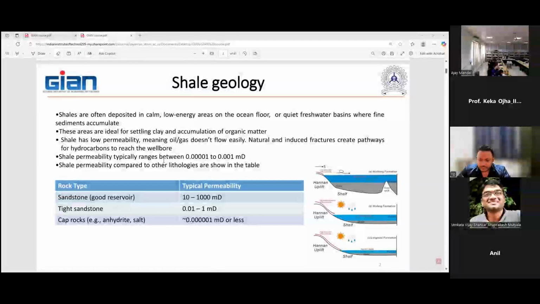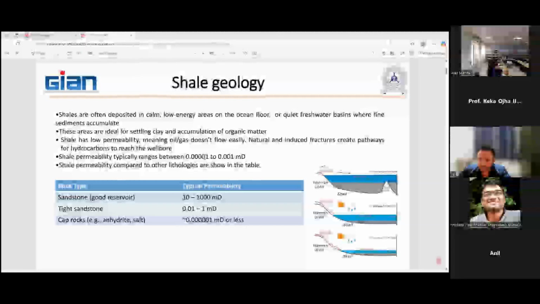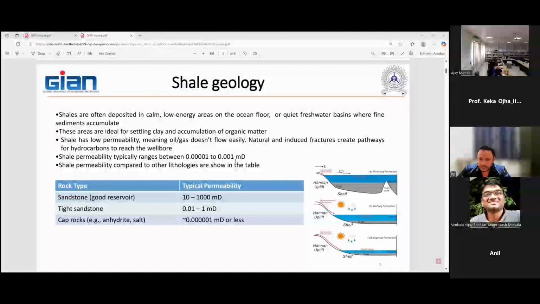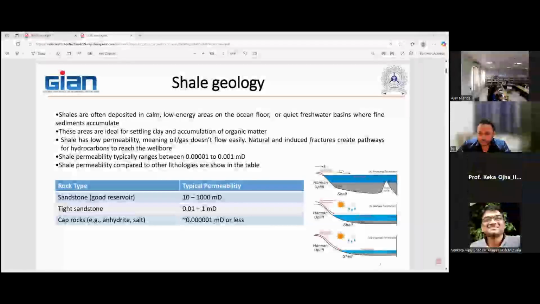Shale permeability typically ranges between 0.00001 to 0.001 millidarcy. As you can see in the comparison of different types of lithologies, even tight sandstones have more than 1000 times the permeability of shale. And if you talk about the cap rocks, such as anhydrite and salt, their permeability is very close to that of shale, like the low permeability shales. This is why the natural fractures in the shale and the hydraulic fracturing is very important in production from shales.